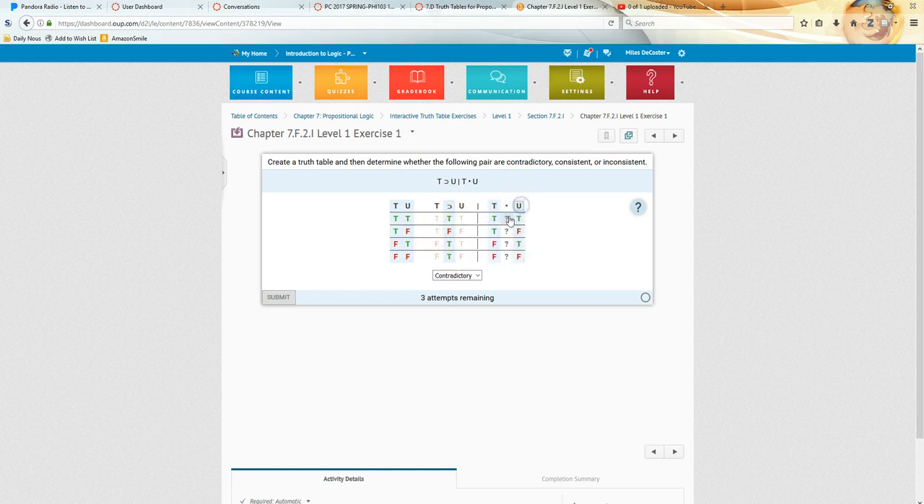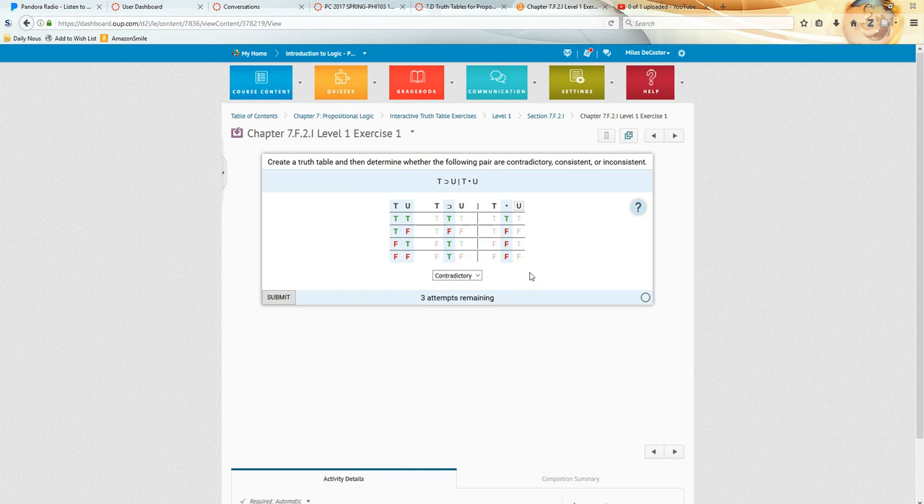Now I'm going to go to this one, which is true in only one case, when both of the parts are true. So here, it's true in the first case, and it's false in all the others, because they are not both true. That's the rule for a conjunction. Now that I've got my main operators figured out, I've got true, true, false, false, true, false, true, false. I need to figure out whether this is consistent, inconsistent, or contradictory.